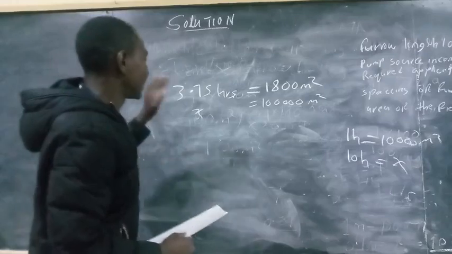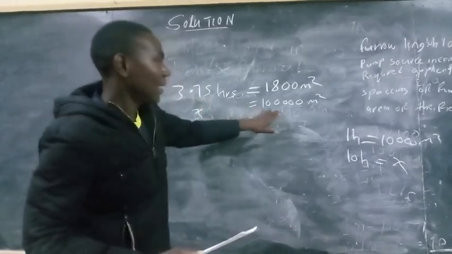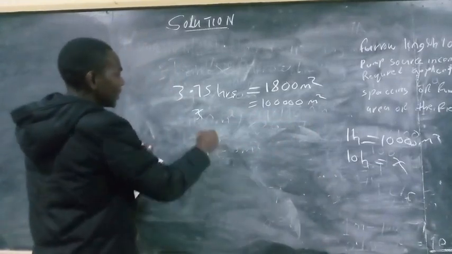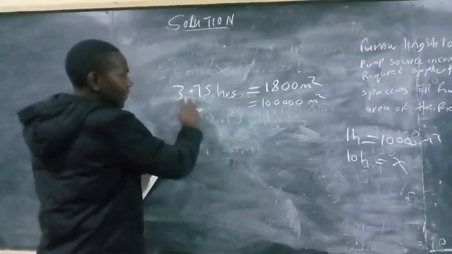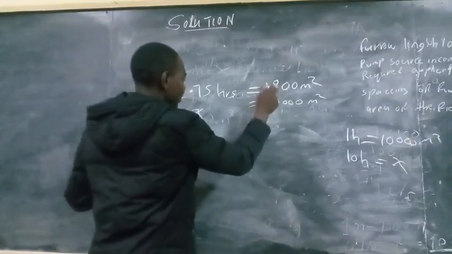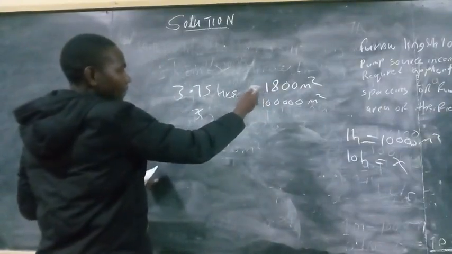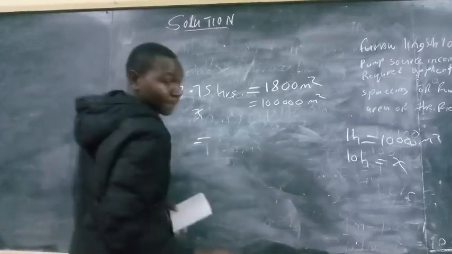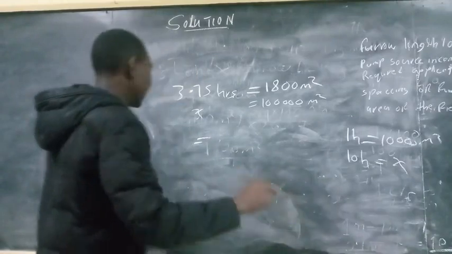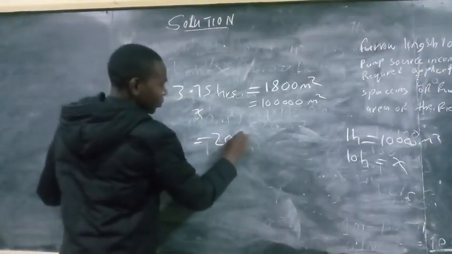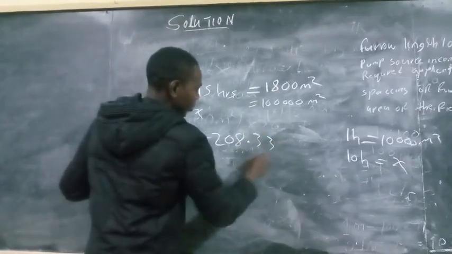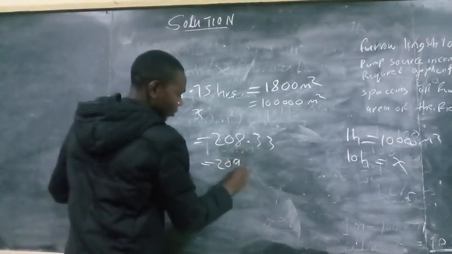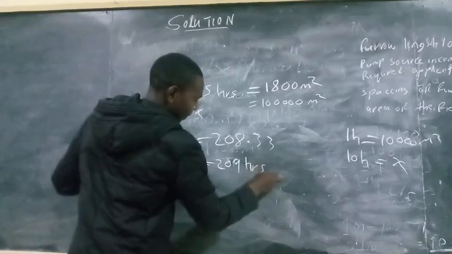We want to find the time required to irrigate this 100,000 meters squared. So we are going to cross multiply. We say 3.75 times 100,000, then we divide it by 1,800, and your time will be 208.33, which is approximately 209 to be on the safe side, hours.